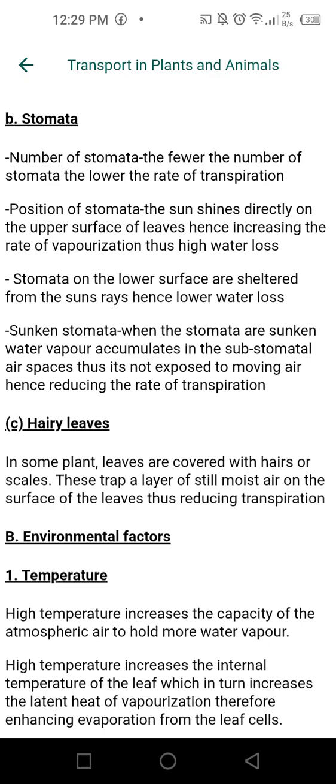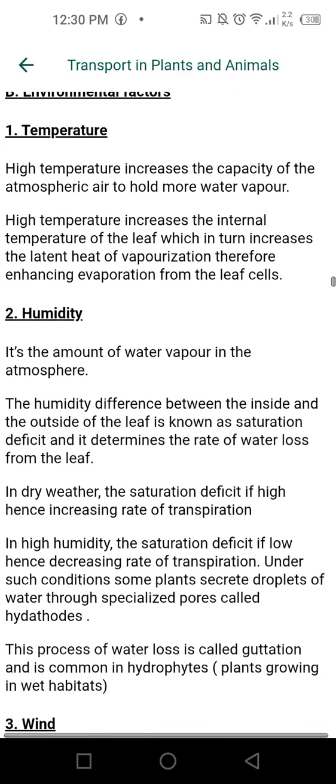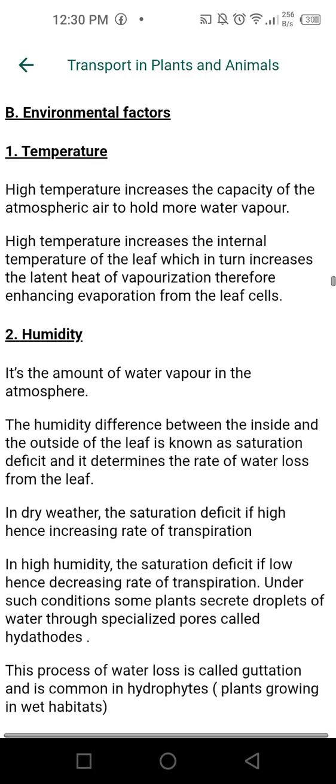Environmental factors. 1. Temperature. High temperature increases the capacity of the atmospheric air to hold more water vapor. High temperature increases the internal temperature of the leaf, which in turn increases the latent heat of vaporization, therefore enhancing evaporation from the leaf cells.